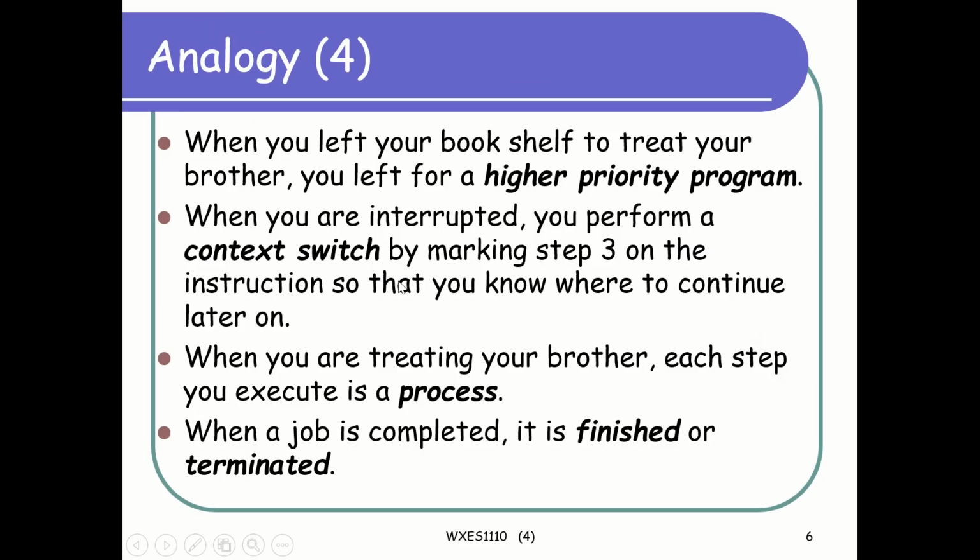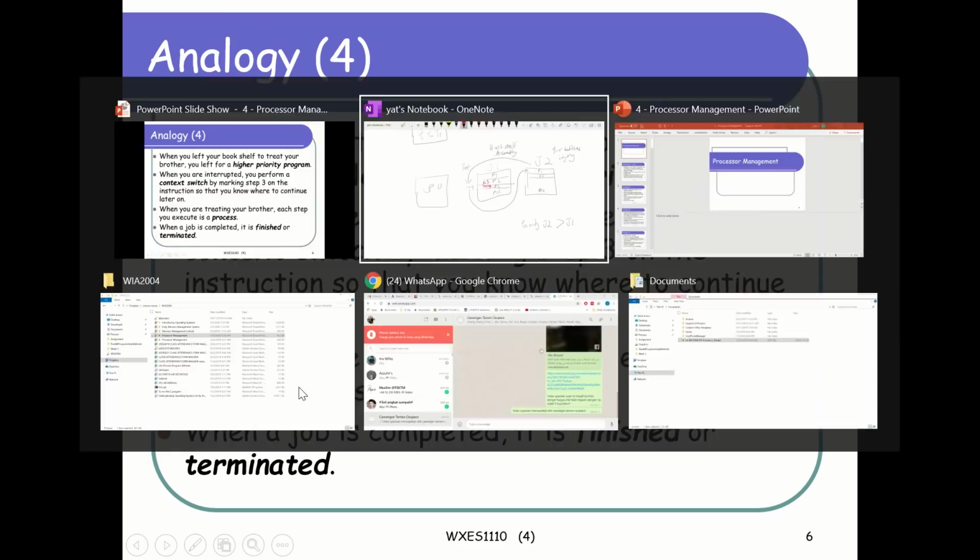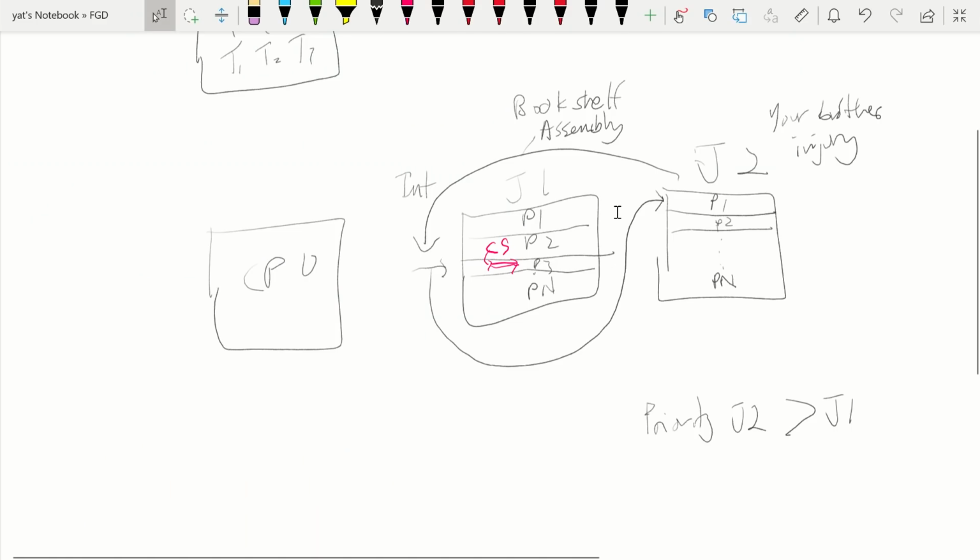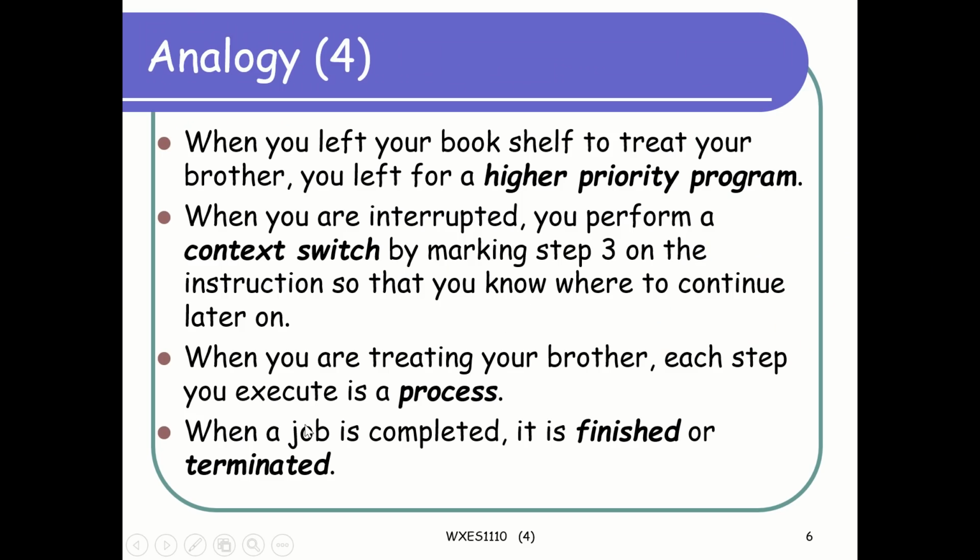Context switch. When you are treating your brother, each step you execute is a process. So this is a process, this also is a process. Job 1, job 2, they have processes. Job 1 has processes you have to follow in order, and job 2 also has processes that you have to follow in order. When the job is complete, it is finished or terminated.